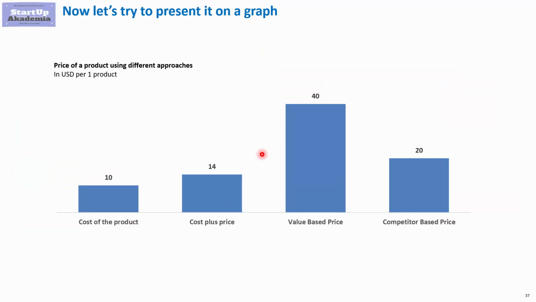And let's just present it on the graph. So the cost is 10. If we use cost-plus pricing, the price of the product would be 14. If we look at the value, then it would be 40. But when we look at the competition, we actually would set it at 20.